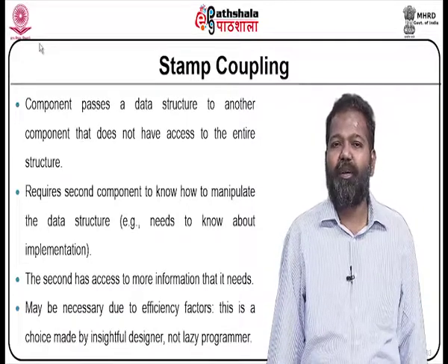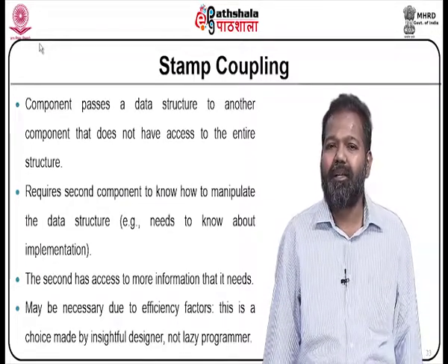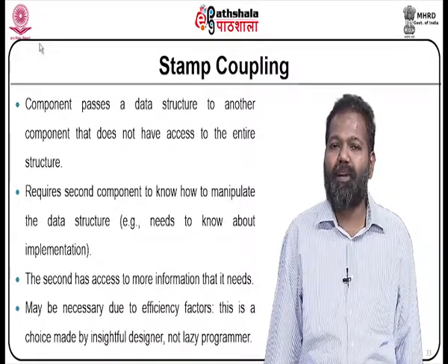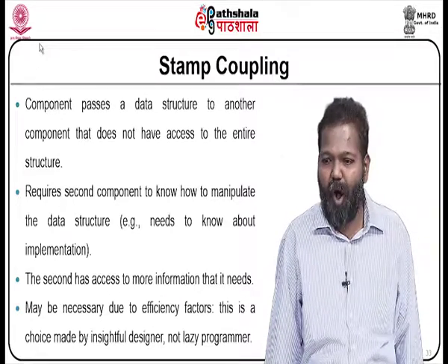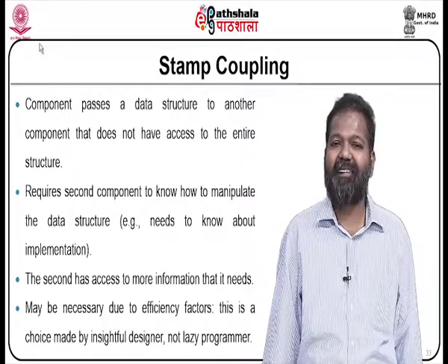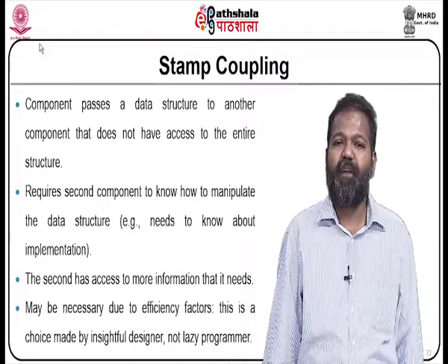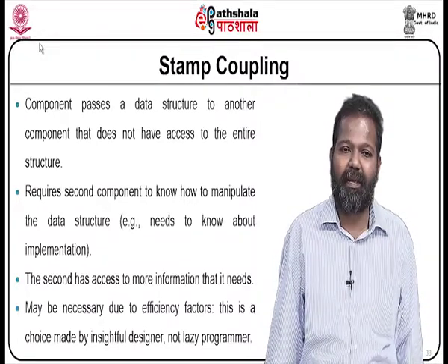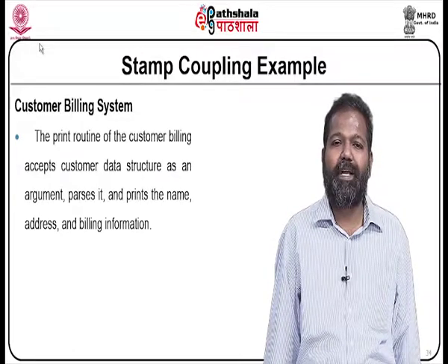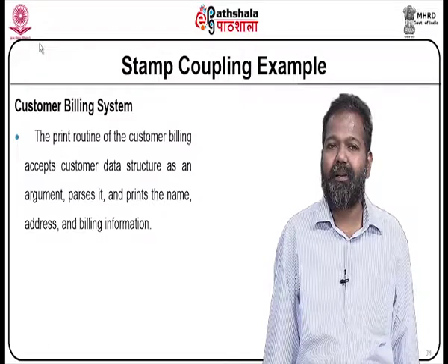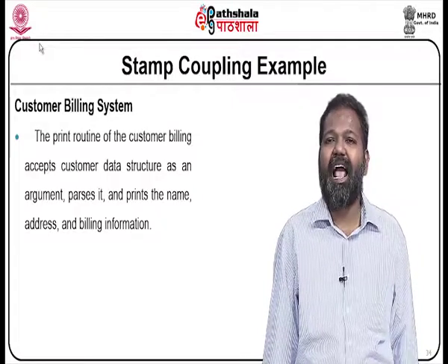Stamp coupling. A component passes a data structure to another component that does not have access to the entire structure. This requires the second component to know how to manipulate the data structure. Example, it needs to know about implementation. The second has access to more information than it needs. It may be necessary due to efficiency factors. This is a choice made by an insightful designer and not a lazy programmer. Example for stamp coupling: the print routine of customer billing accepts a customer data structure as an argument, parses it and prints the name, address and billing information.